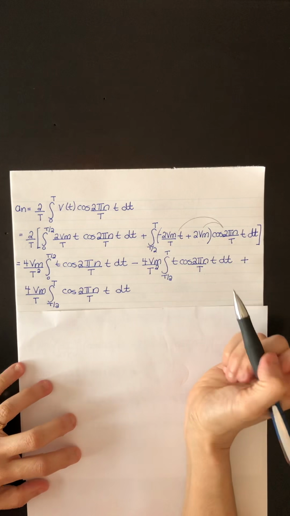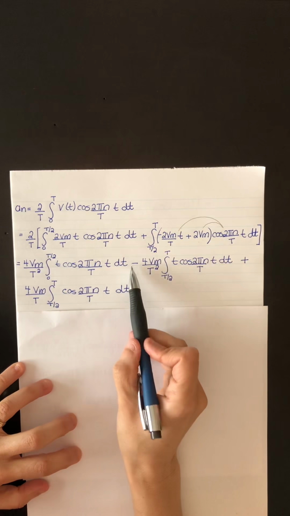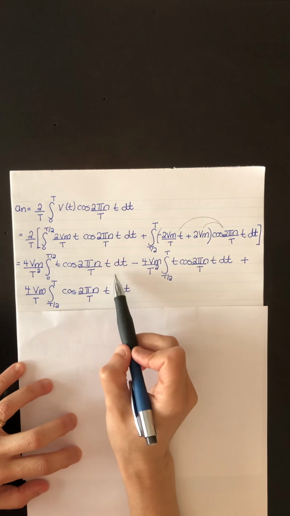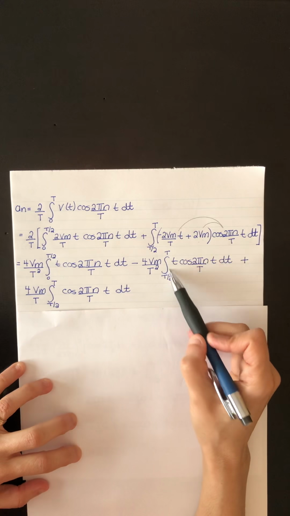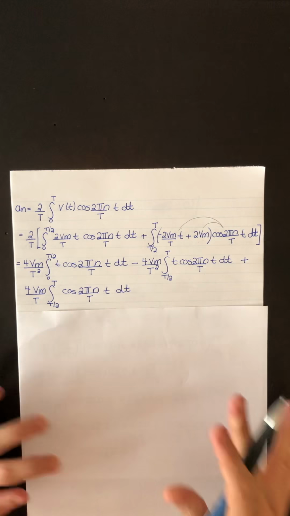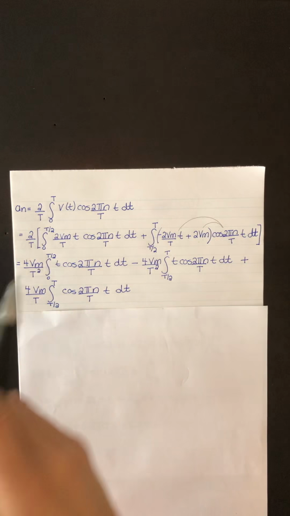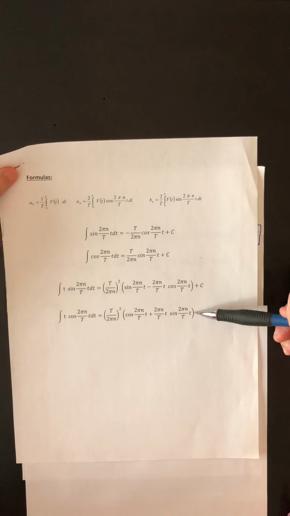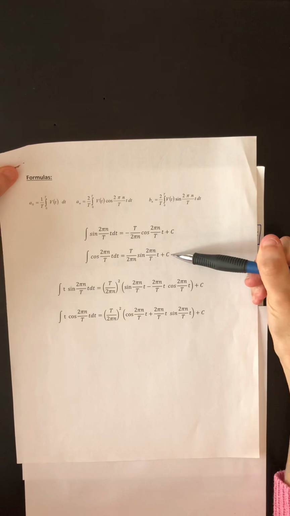Now, each of these things is on our formula sheet. This one right here with the t, this one right here with the t, and this one without the t in front. They are all on our formula sheet. So we're using this one twice and this one once. So you can see why it's going to get very large.